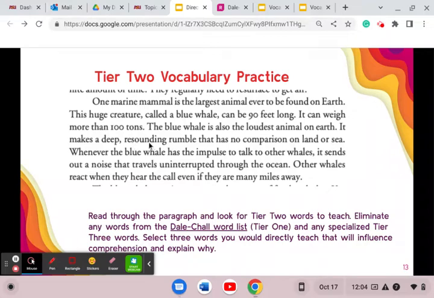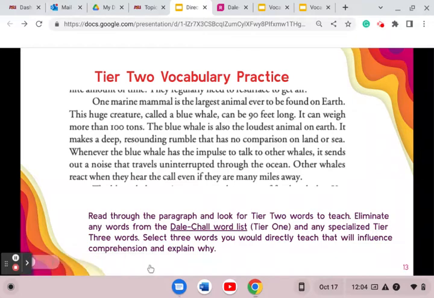Resounding is a great Tier 2. Rumble, comparison, all Tier 2s. Impulse, Tier 2. Uninterrupted, Tier 2. You can see how we're looking at this. What are some very common words that are crucial to vocabulary? Those are the Tier 2 words you're going to want to pick, knowing that most of your students will know those Tier 1, and maybe some of those Tier 3 you could sprinkle in.